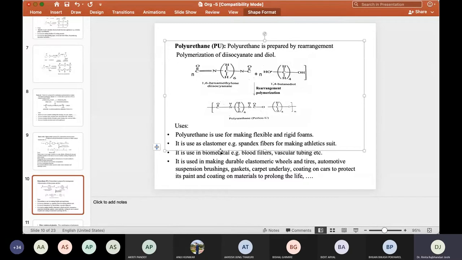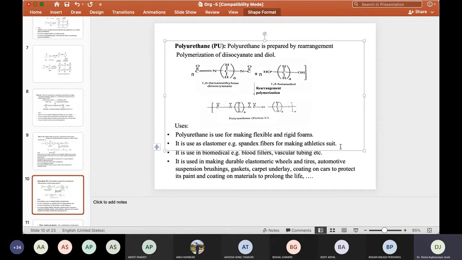It is used as elastomers. Elastomers means it has an elastic property: on applying force it extends, then on releasing the force, it comes back to its own shape. So it is used as elastomers. Example, spandex fibers for making athletic suits. Because of the elastomer property, it is used for making athletic suits.